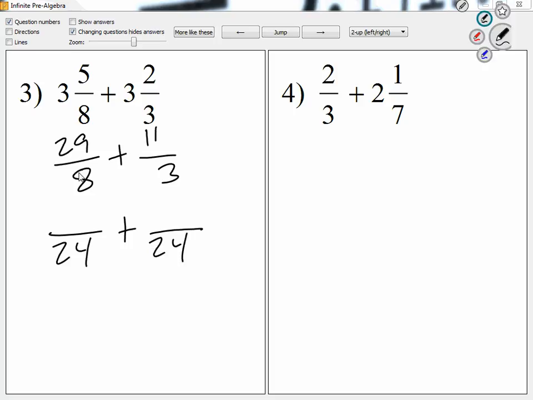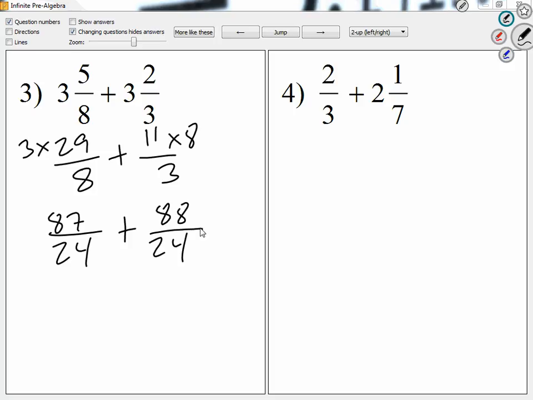For the first fraction, how many times does 8 go into 24? 3. So let's multiply the top by 3. That's 87. The second fraction, how many times does 3 go into 24? 8 times, so let's multiply the top by 8. 88. Copy the 24 from the bottom. How much is 87 plus 88? 175.